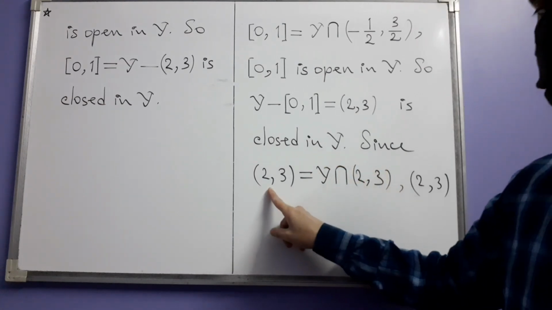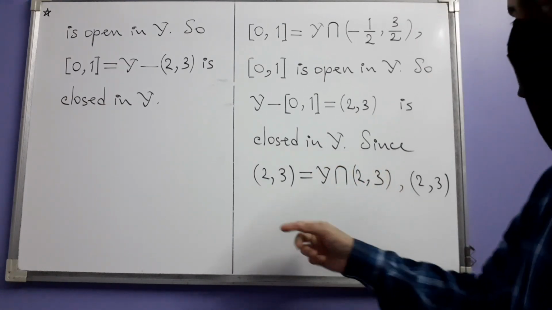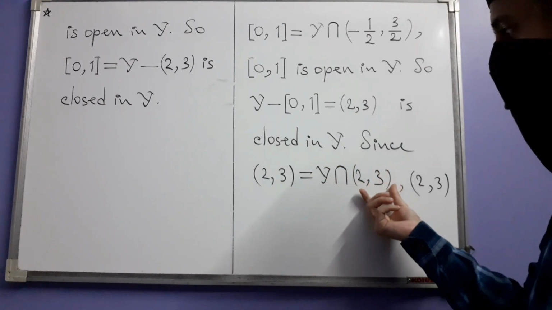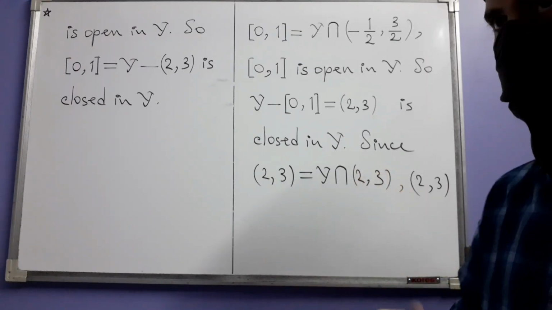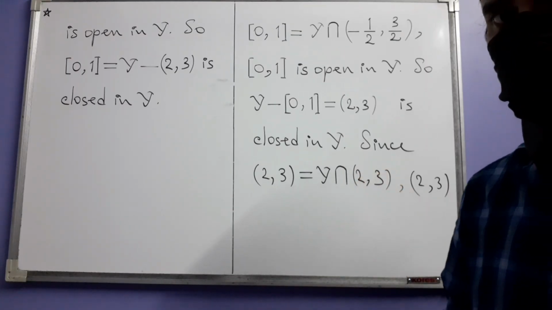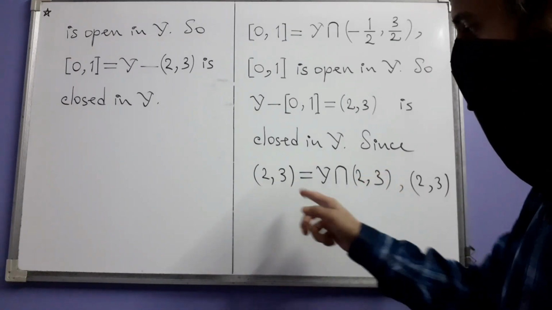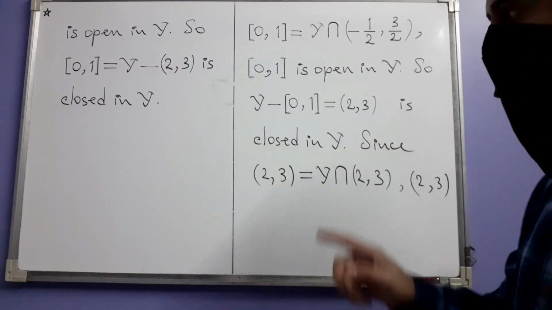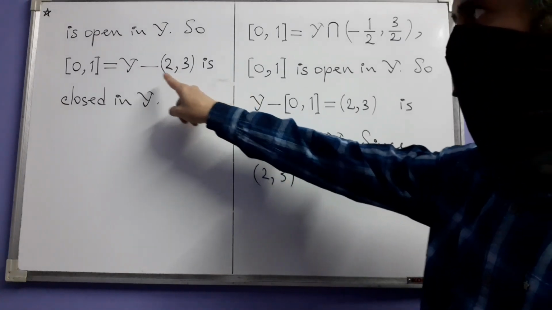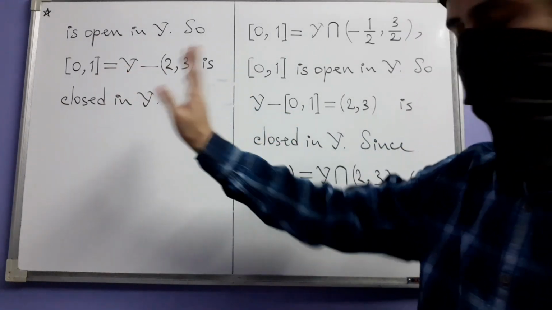Similarly, we have the open interval (2, 3) as the intersection of Y and itself. And this is open in R. So again, by the definition of subspace topology, this is also open in Y. And that is why its complement, which is this closed interval, is closed in Y.